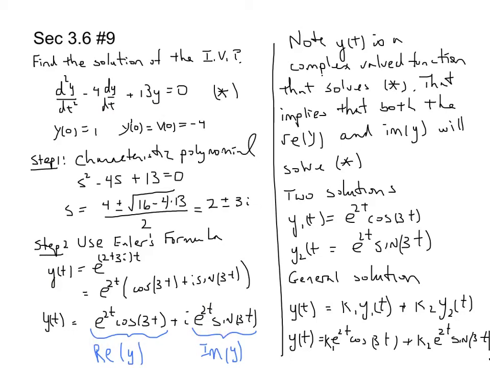So we have two solutions, y sub 1 and y sub 2, made up of the real part and the imaginary part of this expression. So the general solution will just be a linear combination of these two solutions, k1 times y1 plus k2 times y2.